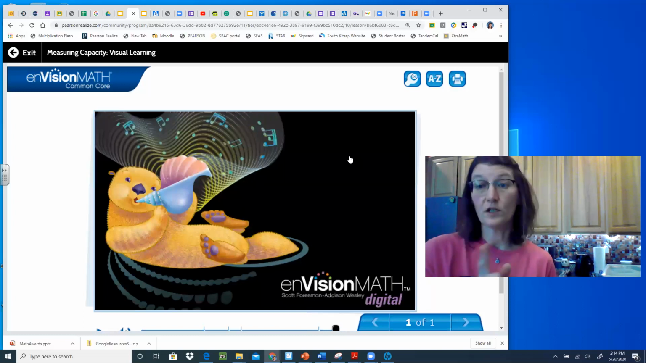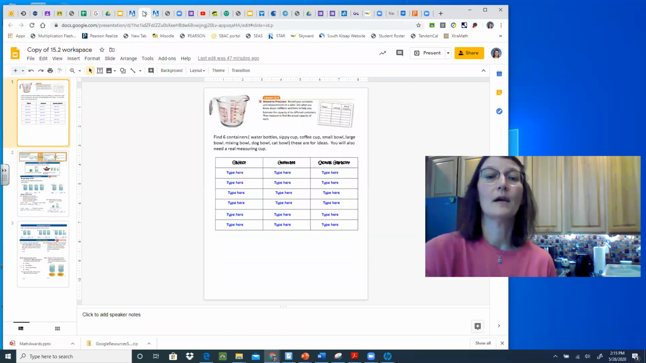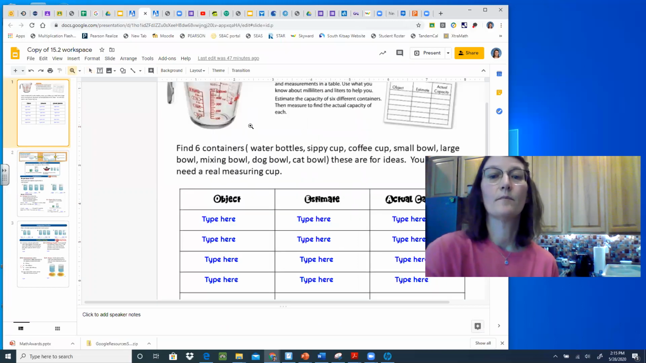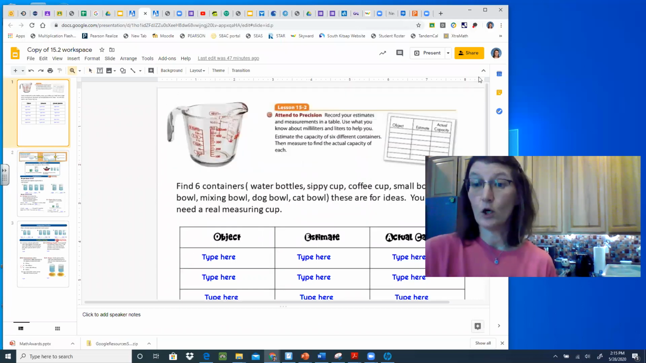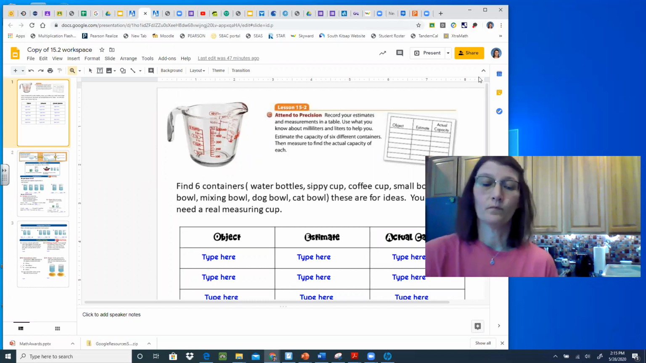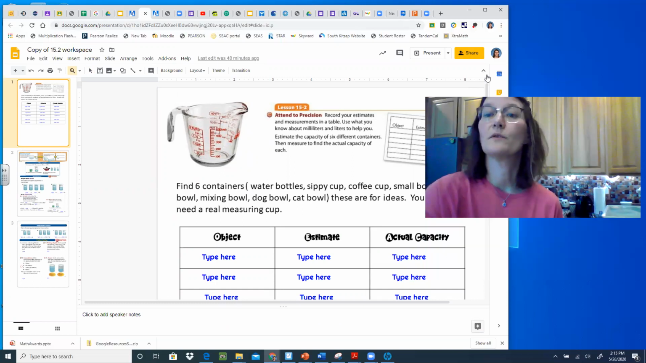So on to our workspace mat. If you don't have that up yet, please pull that up. Okay, I need to zoom way in. So on this particular thing, you have the option of finding your own items to measure. Just make sure you ask your parents' permission before you go rifling through things in the kitchen, because I don't want parents upset that you did something you weren't supposed to do.